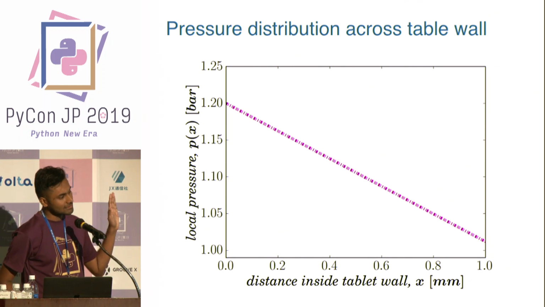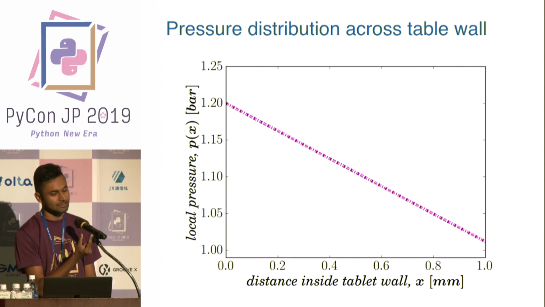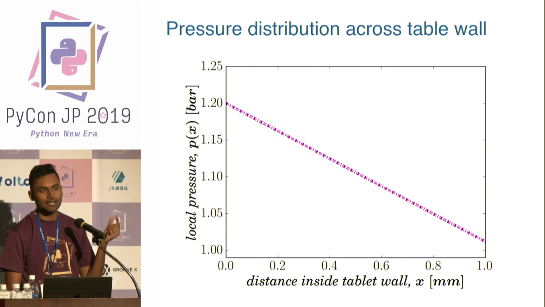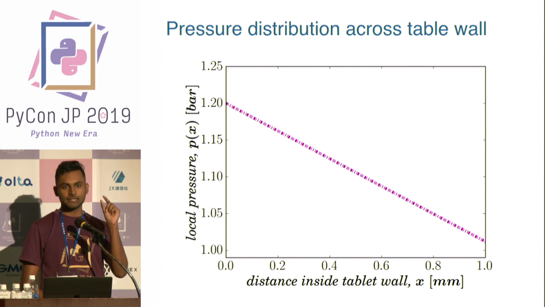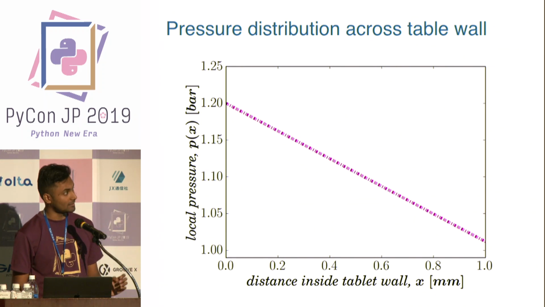So that's the distribution across the material. Of course, the thickness of the capsule could be below a millimeter as well. But this goes to show that even if you have a millimeter of wall thickness, your pressure can significantly drop over distance.